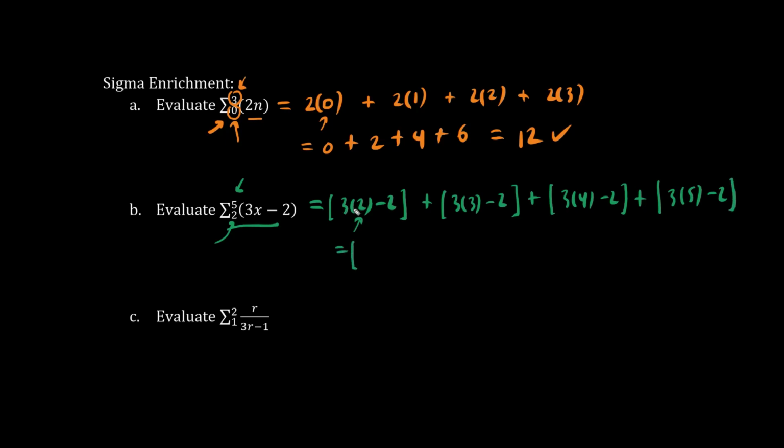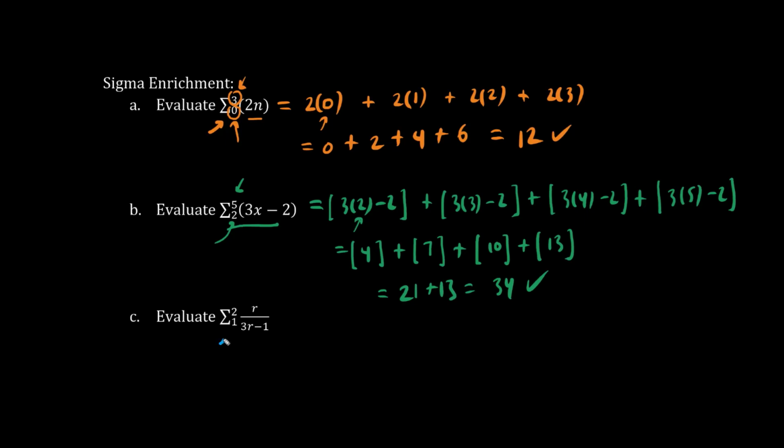So we have 3 times 2 is 6 minus 2 is 4, plus 3 times 3 is 9 minus 2 is 7, plus 3 times 4 is 12 minus 2 is 10, plus 3 times 5 is 15 minus 2 is 13. We have 11 plus 10 is 21 plus 13 is 34.